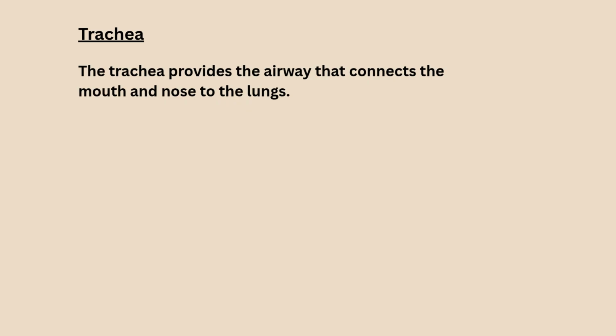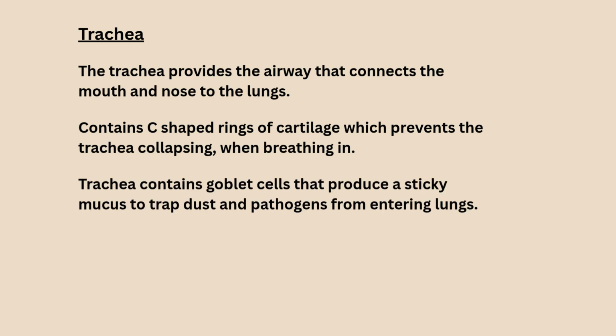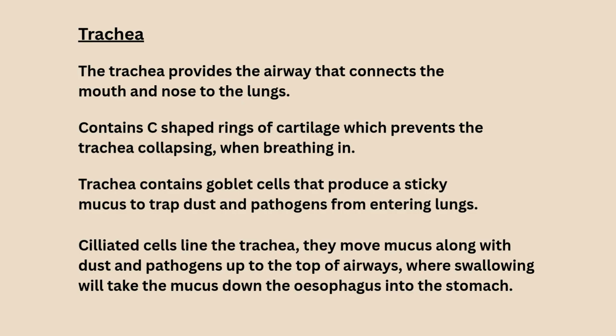The trachea provides the airway that connects the mouth and nose to the lungs. It will contain C-shaped rings of cartilage which prevents the trachea collapsing whilst breathing in. The trachea contains goblet cells that produce a sticky mucus that traps dust and pathogens from entering the lungs. Ciliated cells line the trachea. They move the mucus along with dust and pathogens up to the top of the airways, where swallowing will take the mucus down the esophagus into the stomach.